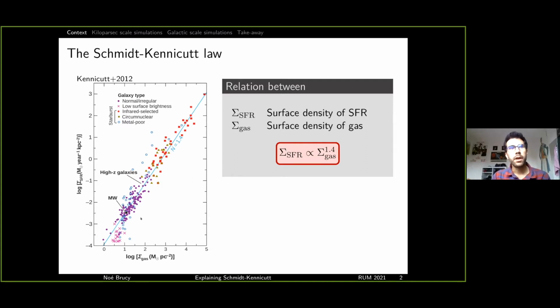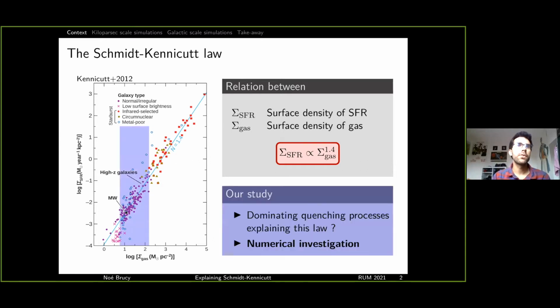So in this study, I will focus on this range of galaxies, starting from Milky Way-like galaxies up to galaxies that have column density about 10 times higher than the Milky Way. And the goal is to try to understand what are the processes that shape the Schmidt-Kennicutt law. What are the main processes that stop star formation?